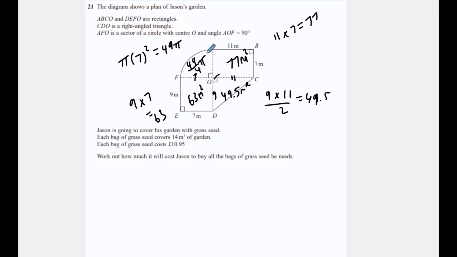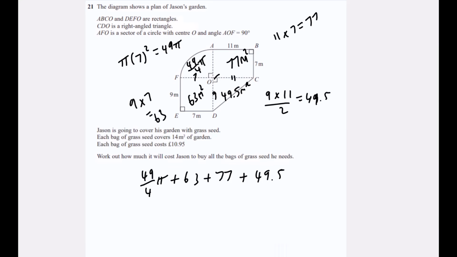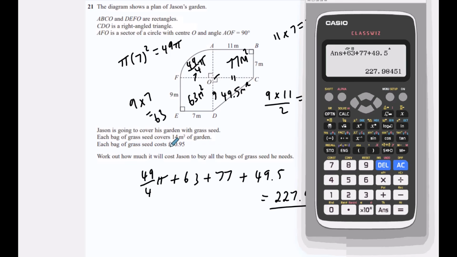So we can add all these together for the total area. So 49 over 4 pi plus 63 plus 77 plus 49.5. And we've got a total area of 227.98 meters squared. So that's the area. Each bag of grass seed covers 14 meters squared. So how many do we need to buy?